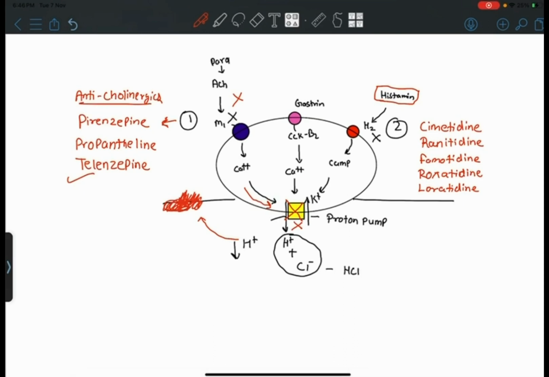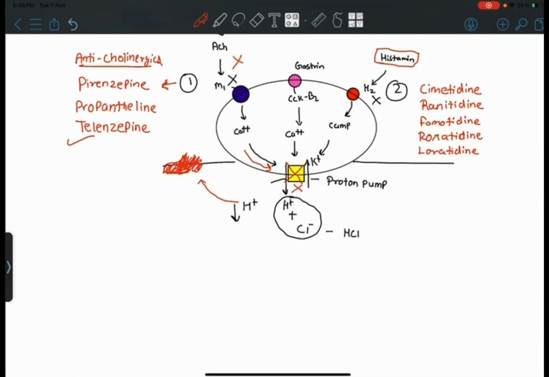We will see first the examples and some more important points about it. We have omeprazole, esomeprazole, pantoprazole, lansoprazole, then rabeprazole.